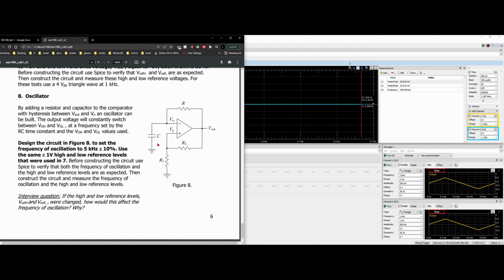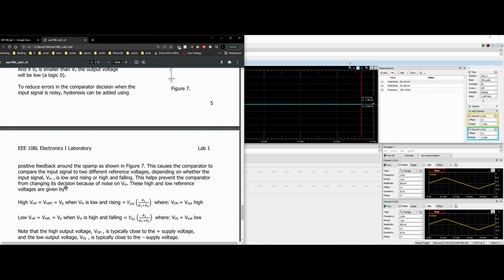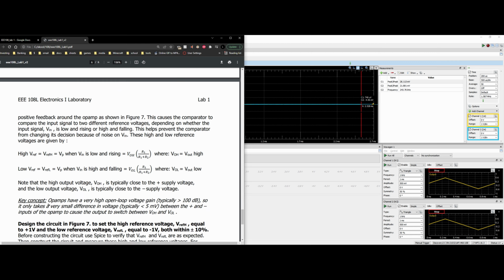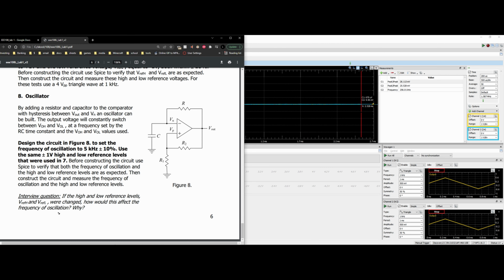And so now, with that in mind, we can look at the interview question. If the high and low reference levels were changed, how would this affect the frequency of our oscillation? Well, if they were changed for our reference levels, that's what we're going off of, and that's what we found previously here. My thought would be that they would have to be either increased or decreased. So if our reference levels go higher, then it would have a greater frequency, and same thing with the other way, the reference levels low, but in the opposite direction.